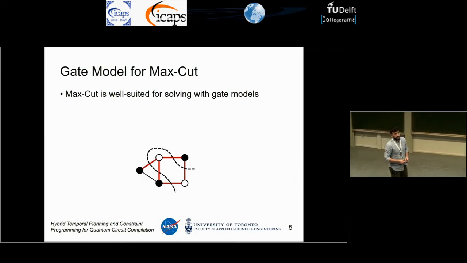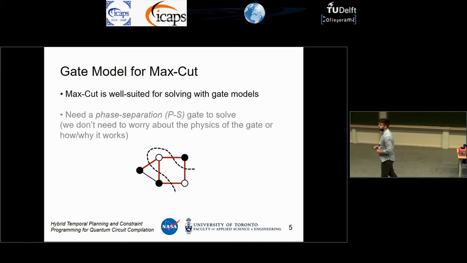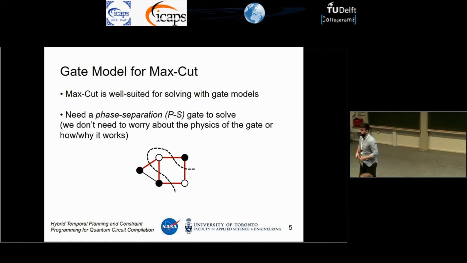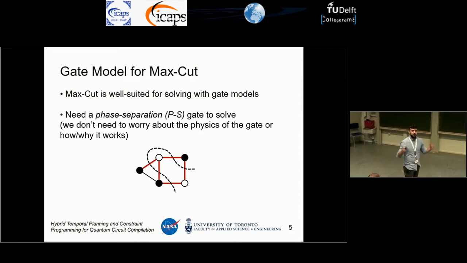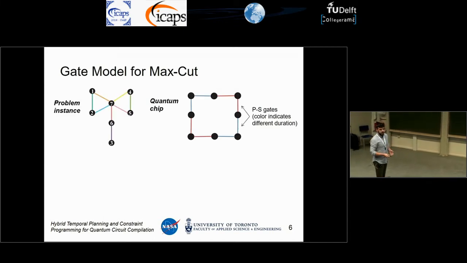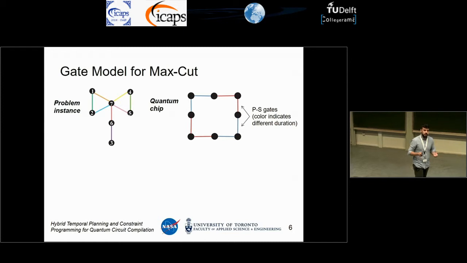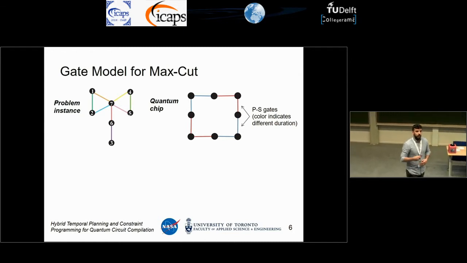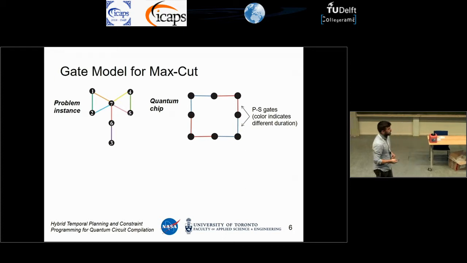The max cut problem is actually very, very well suited to solve with quantum computing, and that's because we need essentially just one gate type to solve max cut under an ideal situation, and that's the phase separation gate. I'm not going to get into any details on the physics of phase separations. We just have to know that they work, okay? And so again, we take our problem instance, which is a max cut problem instance, and we have a quantum chip. So each one of those colored edges actually represents a phase separation gate, a PS gate, as I'll call them. The color just indicates different durations. So a red PS gate might take a little bit longer than a blue PS gate to execute.